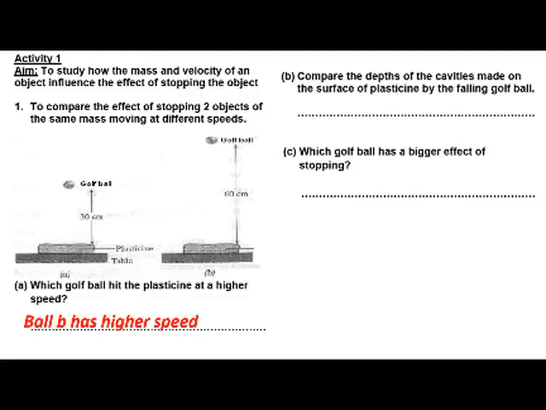Compare the depth of the cavities made on the surface of the plasticine by the falling golf ball. The golf ball will fall down, hit the plasticine and make a cavity. So which has the greater impact? Look, ball B has a deeper cavity. So which golf ball has a bigger effect of stopping? Ball B, right? So the higher the ball, the higher the velocity, the higher the impact on the plasticine.